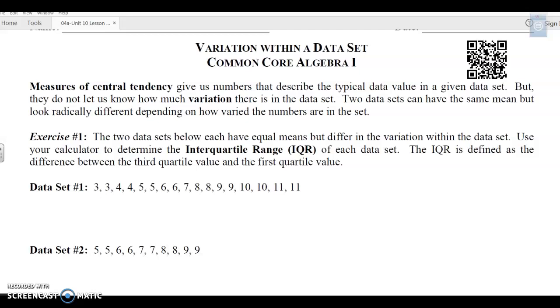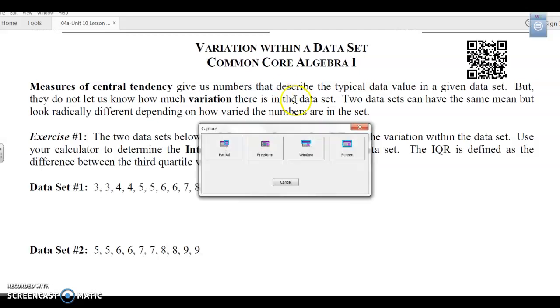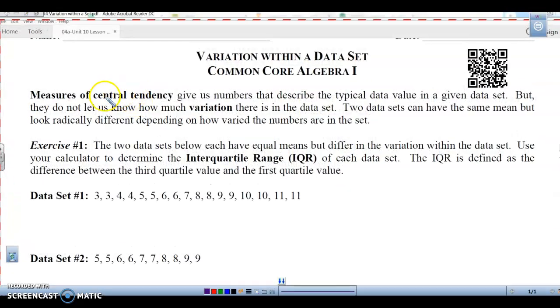This is Algebra 1, Unit 10, Lesson 4 on variation within a data set. Okay, now we've been talking about measures of central tendency. That's mean and median. They give us numbers that describe the typical data value in a given set. So when you're talking about the measure of central tendency, you're trying to make one number that is typical to that set. Okay, but they do not let us know how much variation there is in the data set.